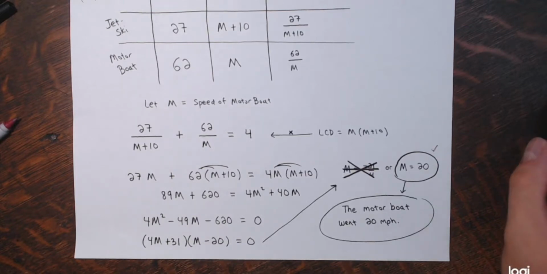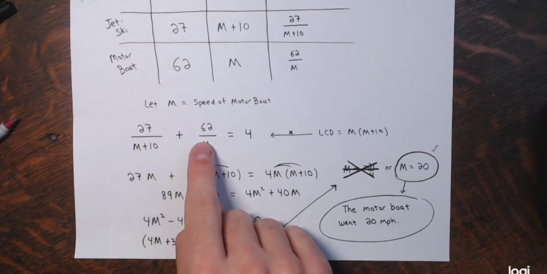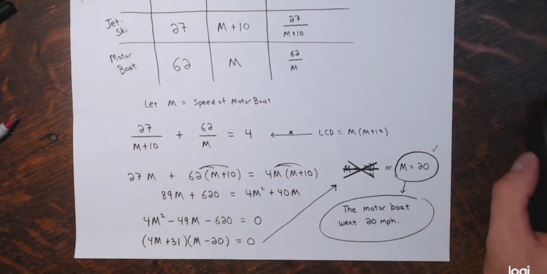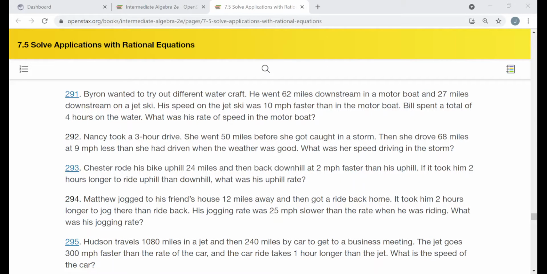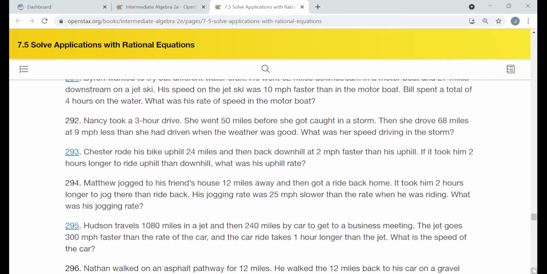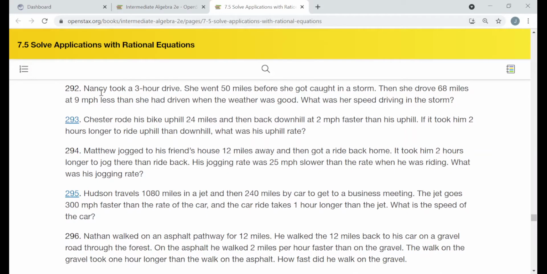Pretty similar as well, where we're going to have the sum of two times equals a total time. All right, so example 8 will be exercise 292 here, about Nancy. Nancy took a 3-hour drive. She went 50 miles before she got caught in a storm. Then she drove 68 miles at 9 miles per hour less than she had driven when the weather was good. So what was her speed driving in the storm?